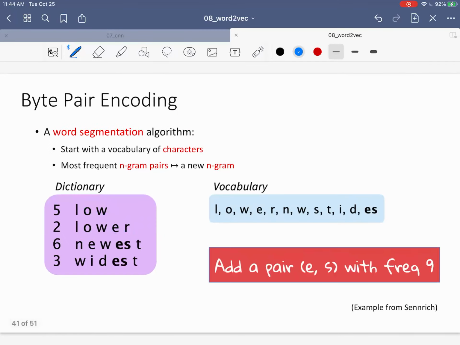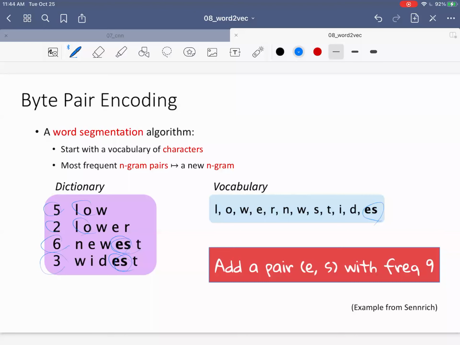But then what you do is you count how many times each 2 gram occurs. So you count LO occurs 5 times here, OW occurs 5 times here, LO occurs 2 times here, OW 2 times, WE, ER. You count the number of times each 2 gram occurs in your entire dictionary. And it happens to be ES occurs the most, 9 times, because it's 6 plus 2, compared to LO, which occurs 5 plus 2, which is 7 times. So ES becomes your new word in your dictionary.